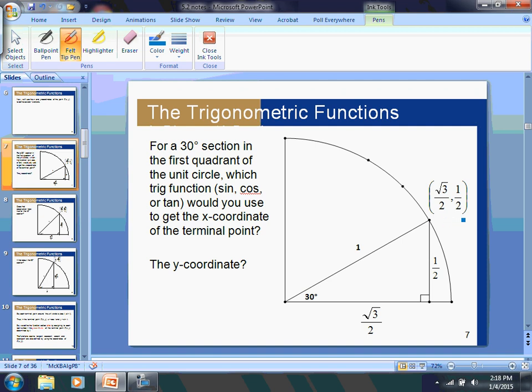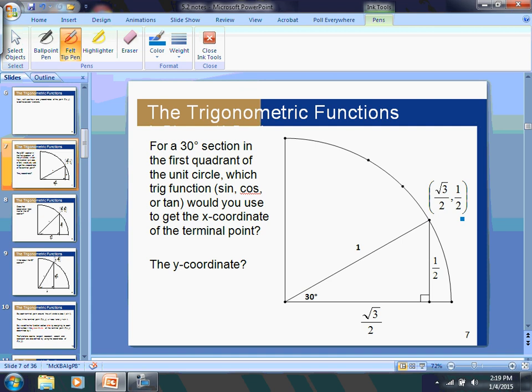Okay, so they want us to figure out if I did the sine or the cosine or the tangent of 30, which of those would get me square root 3 over 2? Okay, and then they also want us to know which function, sine or cosine or tangent, is going to give us the y coordinate, which would be 1/2.